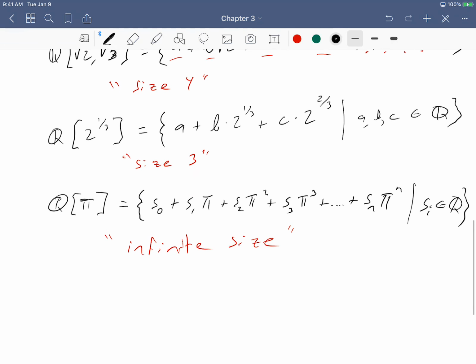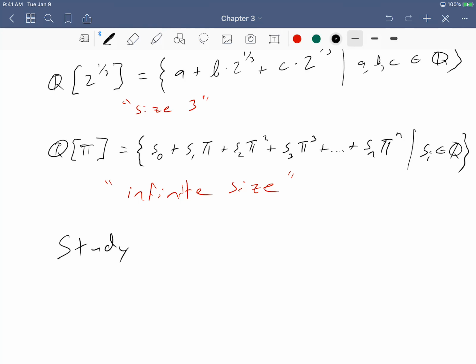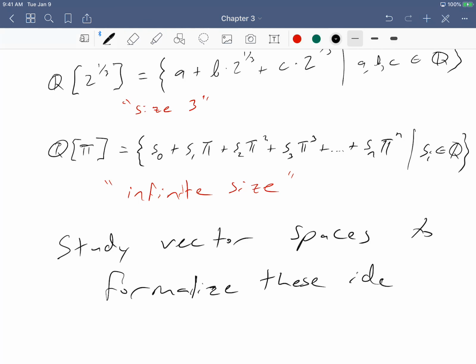In order to talk about this more formally, we need to have some mathematical rules about what we mean by this size idea. And so we're going to turn to something called vector spaces. So we're going to study vector spaces to formalize these ideas. So there's this difference in size. What do we mean by it? And that's what we're going to be studying in chapter 3.